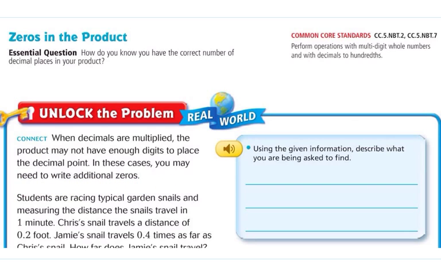So boys and girls, what it says is we're going to start solving our problem. It's a little cut off at the bottom of the page, but I'm pretty sure you'll all be able to read and follow along with me. Students are racing typical garden snails and measuring the distance the snails travel in 1 minute. Chris's snail travels the distance of 2/10 of a foot. Jamie's snail travels 4/10 times as far as Chris's snail. How far does Jamie's snail travel?